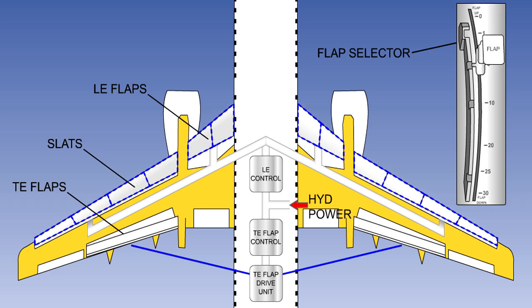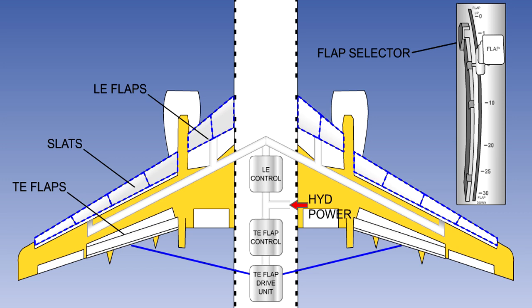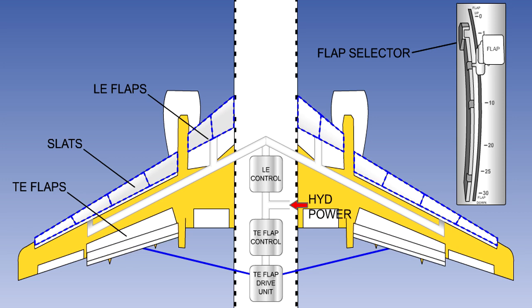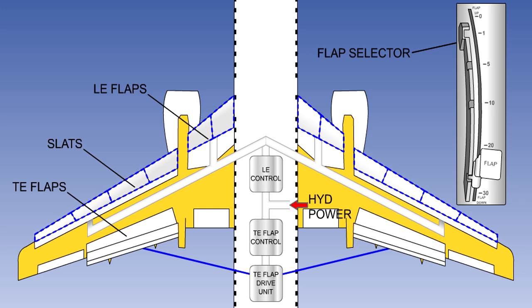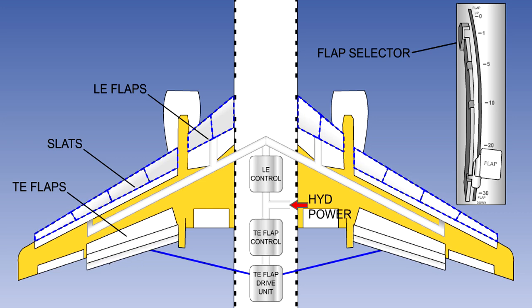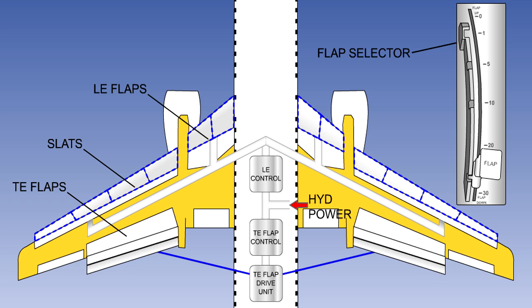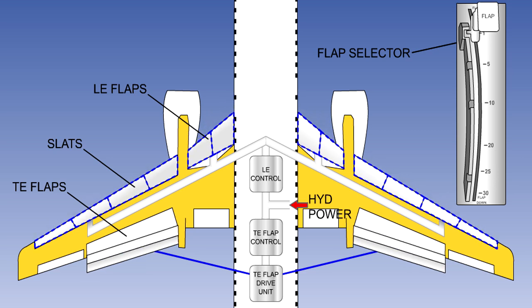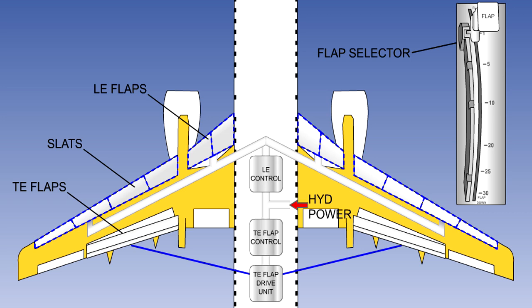On the Boeing 737, the leading edge flaps extend fully and slats extend to the midway position, when the trailing edge flaps extend to their first position. And when the trailing edge flaps are fully lowered, the slats extend fully. The sequence is reversed when the flaps are retracted. Whatever extension sequence is used, the leading edge flaps and slats will normally be retracted when the trailing edge flaps are retracted.